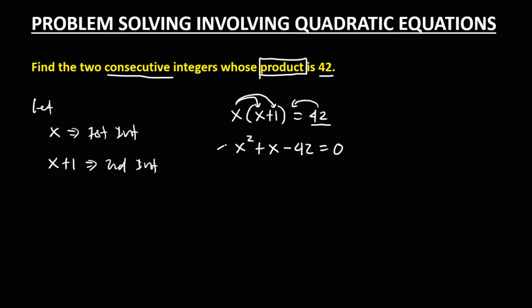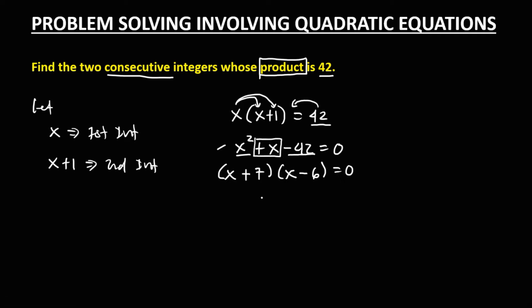Since we can solve this quadratic equation using factoring, we have the factors of x squared, which is x times x, and for the factors of negative 42, that's 7 times 6. Since the middle term is positive 1x, 7 is positive and 6 is negative.